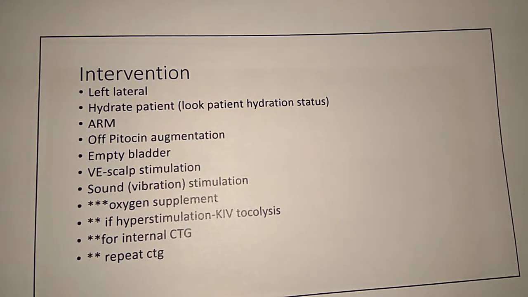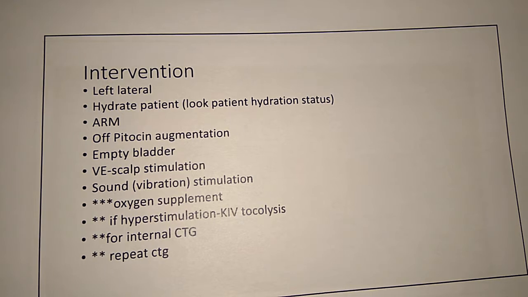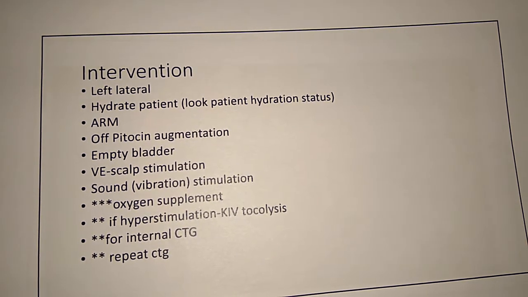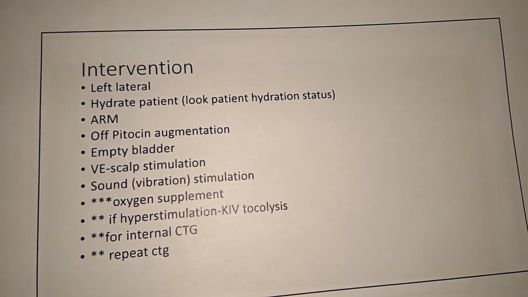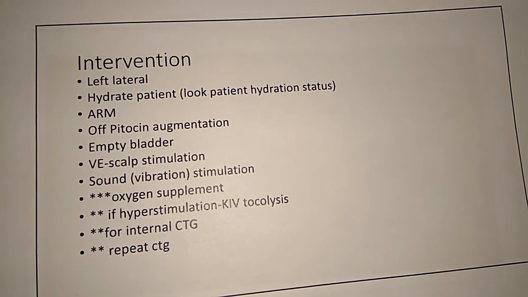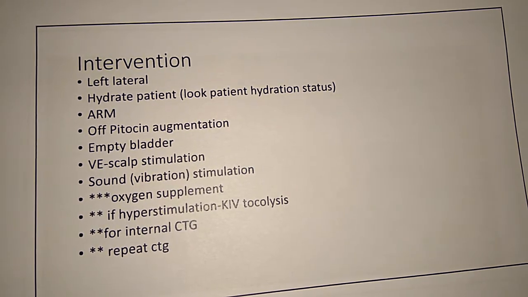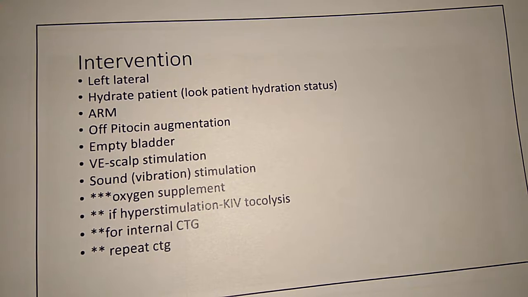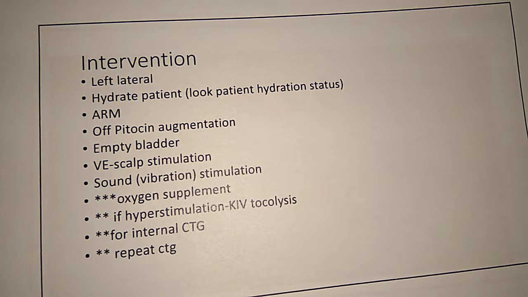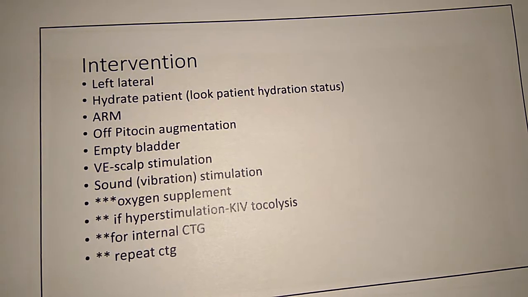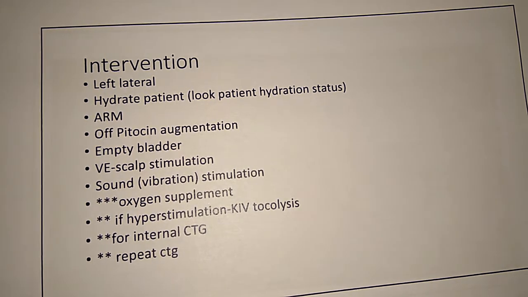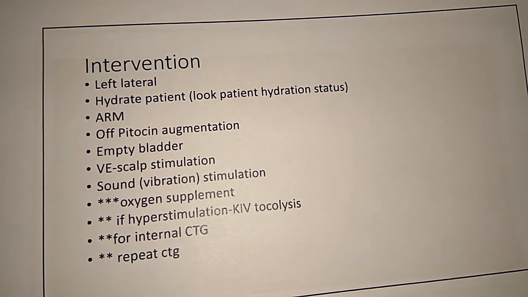Okay, what intervention can you do? First, left lateral position. Hydrate the patient, look for the patient's hydration status. You do the ARM, off Pitocin augmentation, empty the bladder, do VE for scalp stimulation, sound vibration stimulation. You might also need oxygen supplementation. If hyperstimulation, you should give IV tocolysis. You should keep IV for internal CTG also, and repeat the CTG.